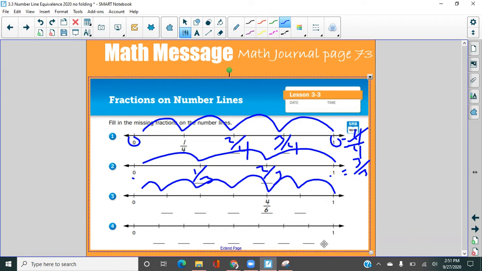Okay, let's come down to the bottom. How many jumps are on this line for number 4? We're jumping between the 0 and the 1. How many? 8, right? Am I right? Let me make sure. 1, 2, 3, 4, 5, 6, 7, 8. Yep, so this would be 1/8. This would be 2/8. Take a moment and go ahead and finish filling out the rest of the jumps.